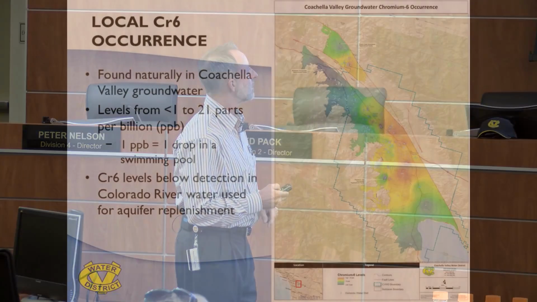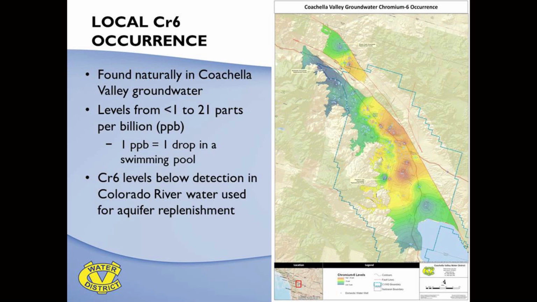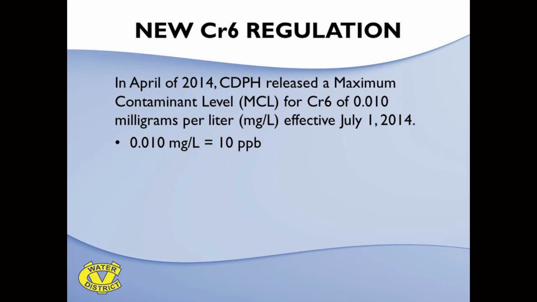As far as the colors go, the low levels are down in the blue areas, and the highest levels are in the brown and yellow. Basically, this transition area between green and yellow is about 10 parts per billion. So that area from Rancho Mirage all the way down to Thermal is the area where we're seeing levels above 10 parts per billion. Why is that important? Because the state has the first ever chromium-6 drinking water standard. First ever in the world.